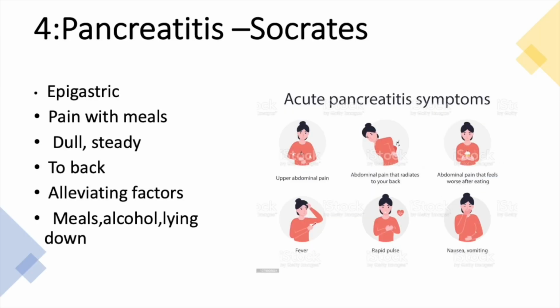Then coming to pancreatitis, one of the causes. The site of pain is usually epigastric. Pain can be aggravated with meals, dull and steady. This may be referred to the back. The alleviating factors: by sitting and leaning forward, the pain may get relieved, and meals and alcohol may worsen the pain. So this is again the 7-dimensional analysis of pancreatic pain.